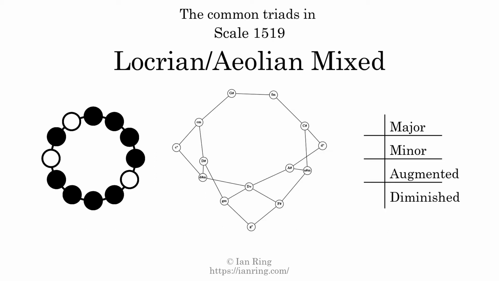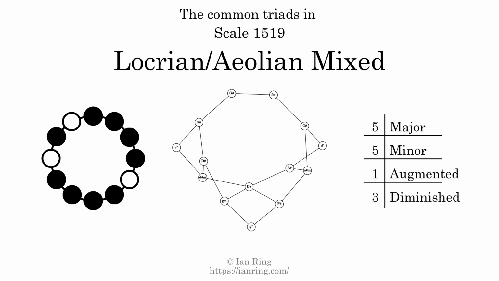The diagram in the center is a graph of parsimonious voice leading between triads. There are 5 major triads. There are 5 minor triads. There is 1 augmented triad. There are 3 diminished triads.